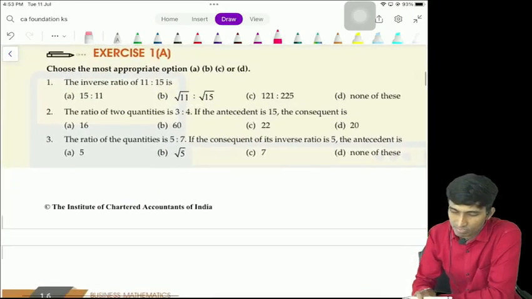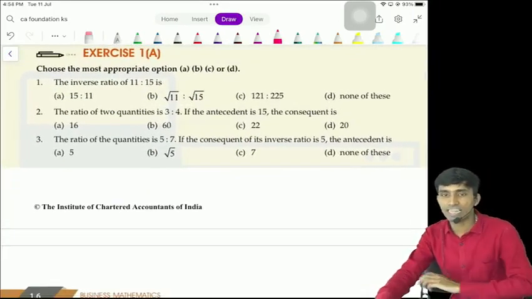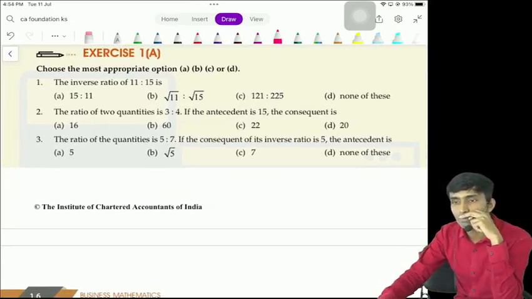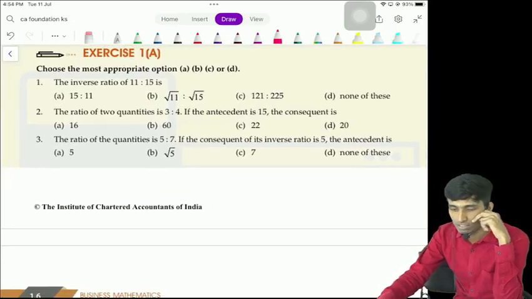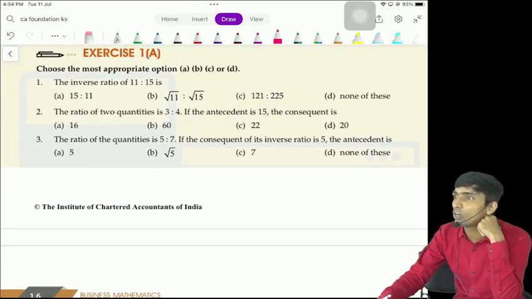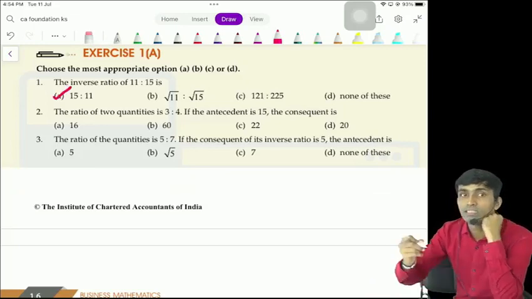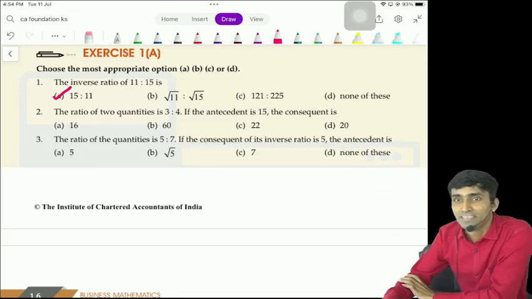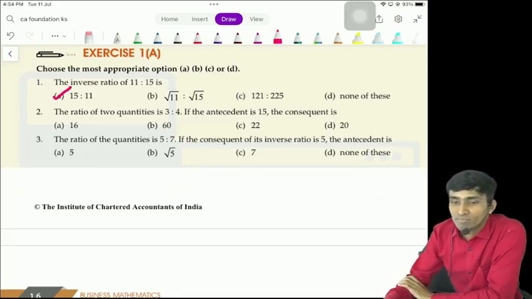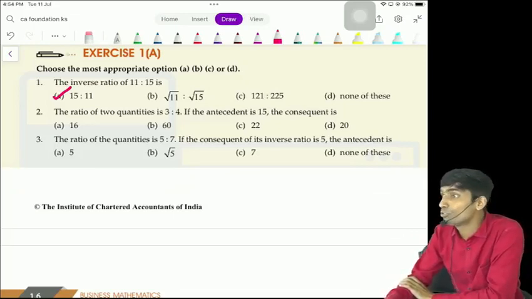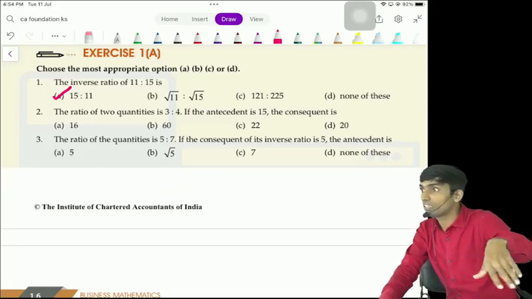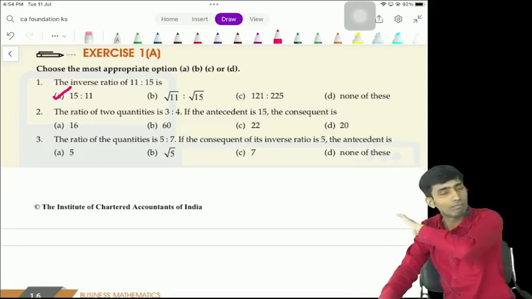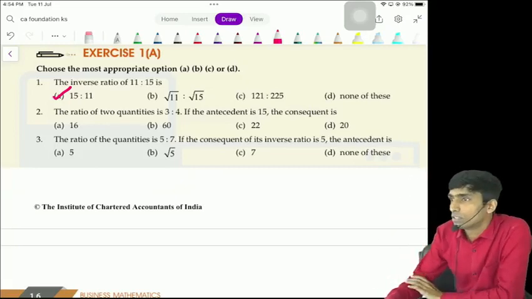First one. The inverse ratio of 11 is to... please tell, the answer is what? One mark. Maths, they have made this new syllabus, after COVID, they have made it very easy. Okay.